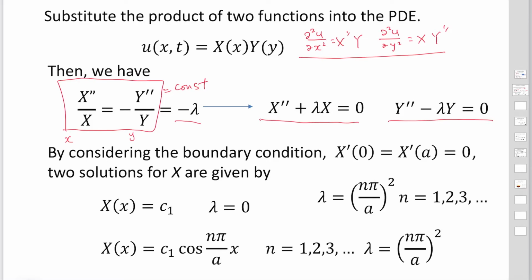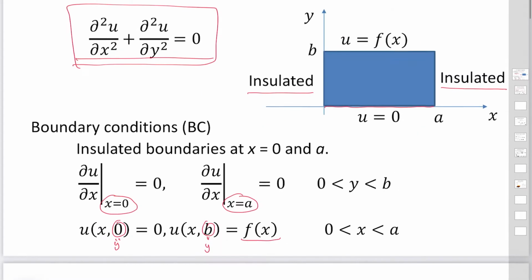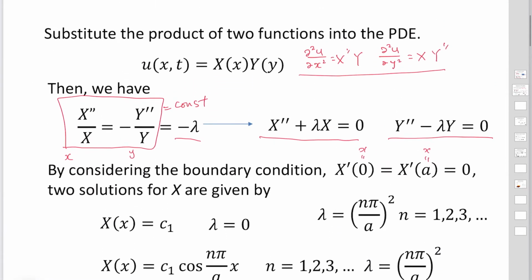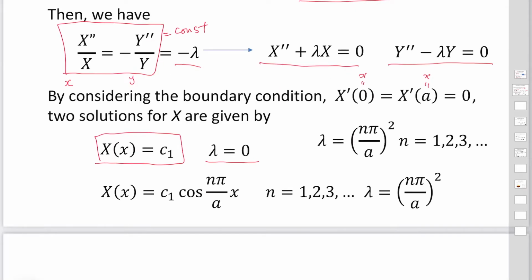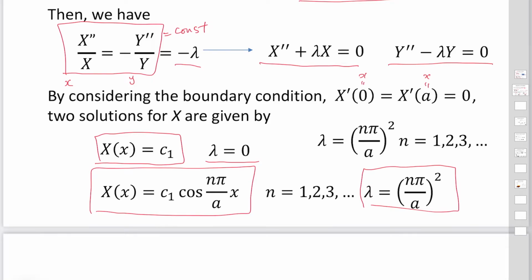By considering the boundary condition at x equals 0 and x equals a, the derivative of capital X with respect to x becomes 0. By applying this boundary condition, we find the solutions for capital X. When lambda equals 0, X becomes a constant value, C sub 1. And to satisfy the boundary conditions, we discover the other eigenvalues of lambda. Lambda is n pi over a squared. Capital X is expressed as C sub 1 times cosine of n pi over a x. We find the solution for capital X.